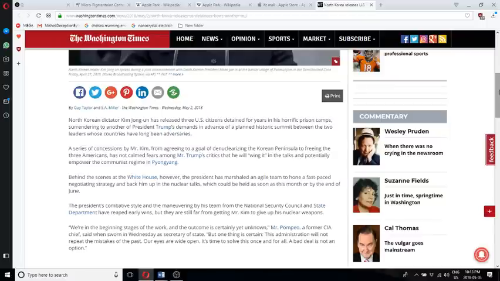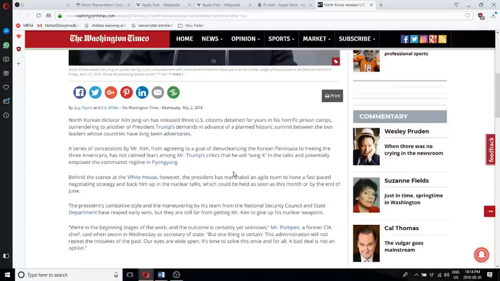Denuclearizing the Korean peninsula to freeing 3 Americans has not calmed fears among Mr. Trump's critics that he will wing it in the talks and potentially empower the communist regime in Pyongyang. Behind the scenes at the White House, however, the president has marshaled an agile team to hone a fast-paced negotiating strategy and back him up in the nuclear talks, which could be held as soon as this month or by the end of June.